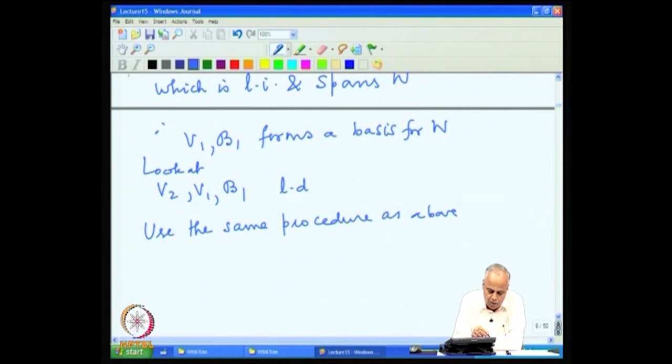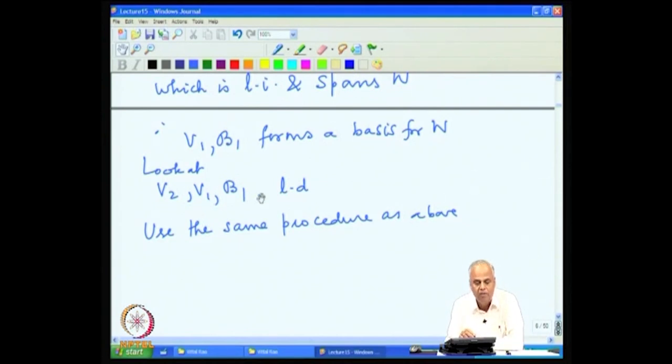We cannot knock out v2 because it is not a linear combination of the previous ones. We cannot knock out v1 because it is not a linear combination of v2. The reason is v1, v2, ..., v(d+1) were linearly independent. We have assumed that the v vectors are linearly independent. So, v1 cannot be a linear combination of v2.